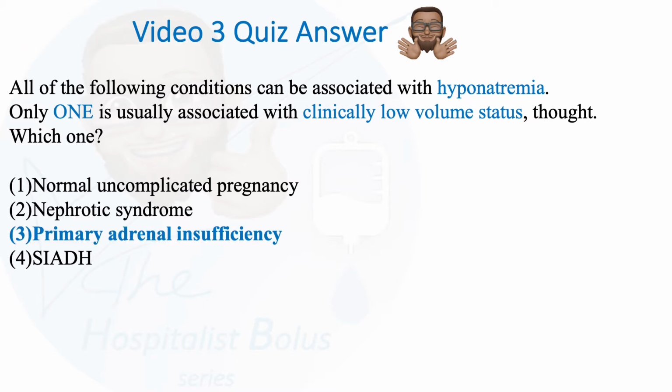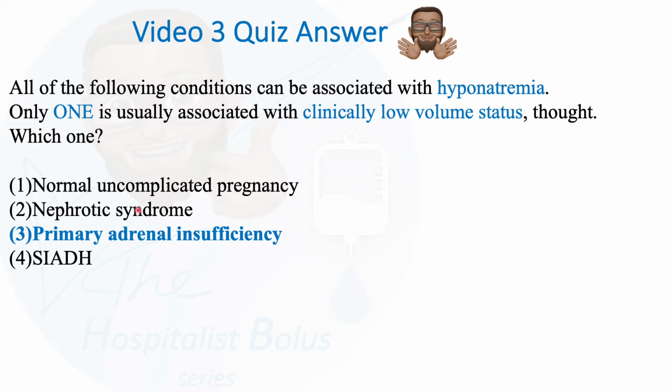Now, all these options are associated with either euvolemia or hypervolemia, and only primary adrenal insufficiency is associated with hypovolemia, as we will discuss in more detail in this video. In normal uncomplicated pregnancy, there's usually increased intravascular volume, and there might be mild dilution and hyponatremia as a result, and it's usually asymptomatic.